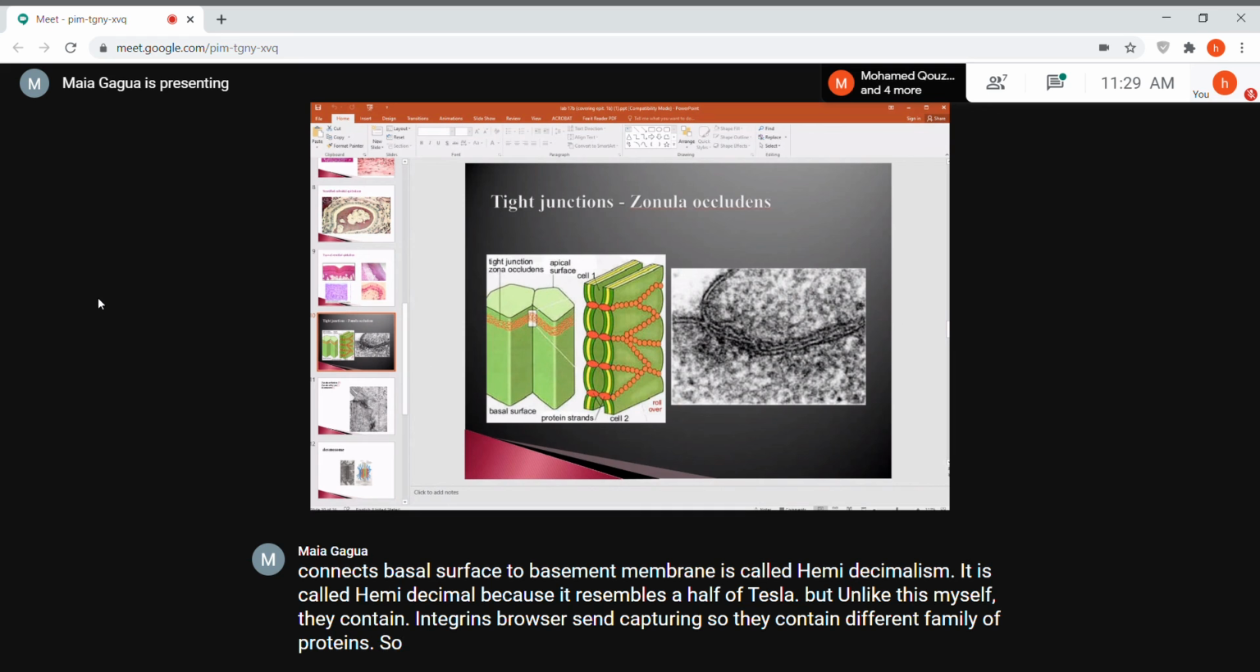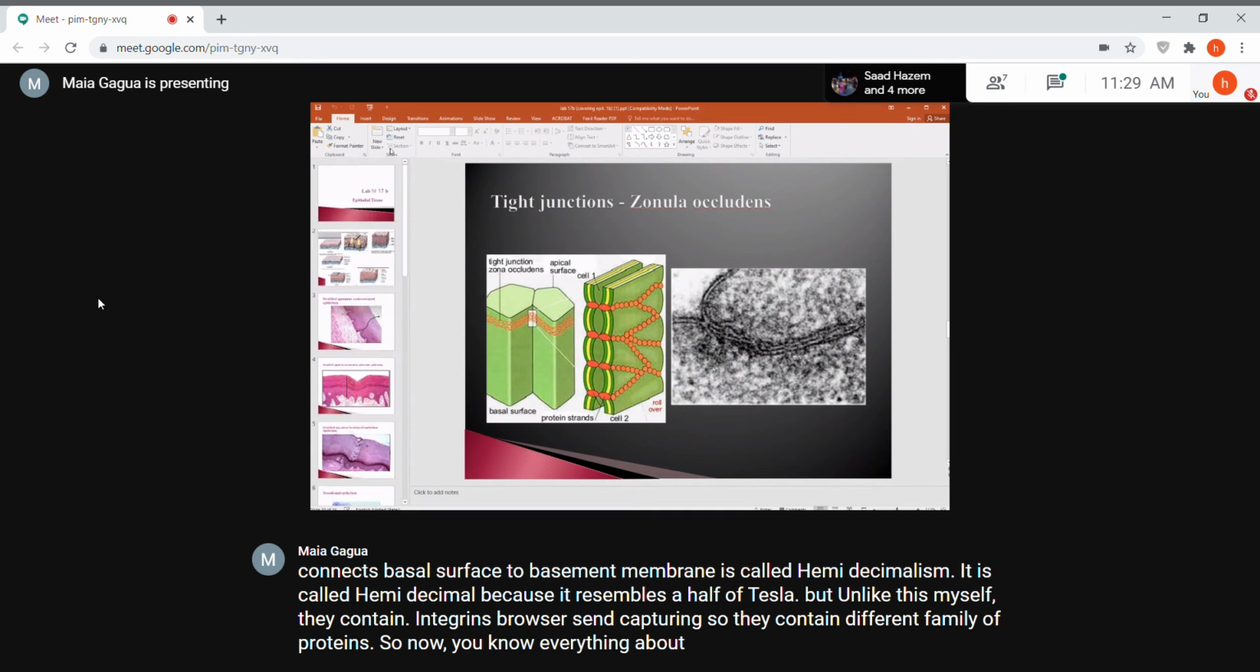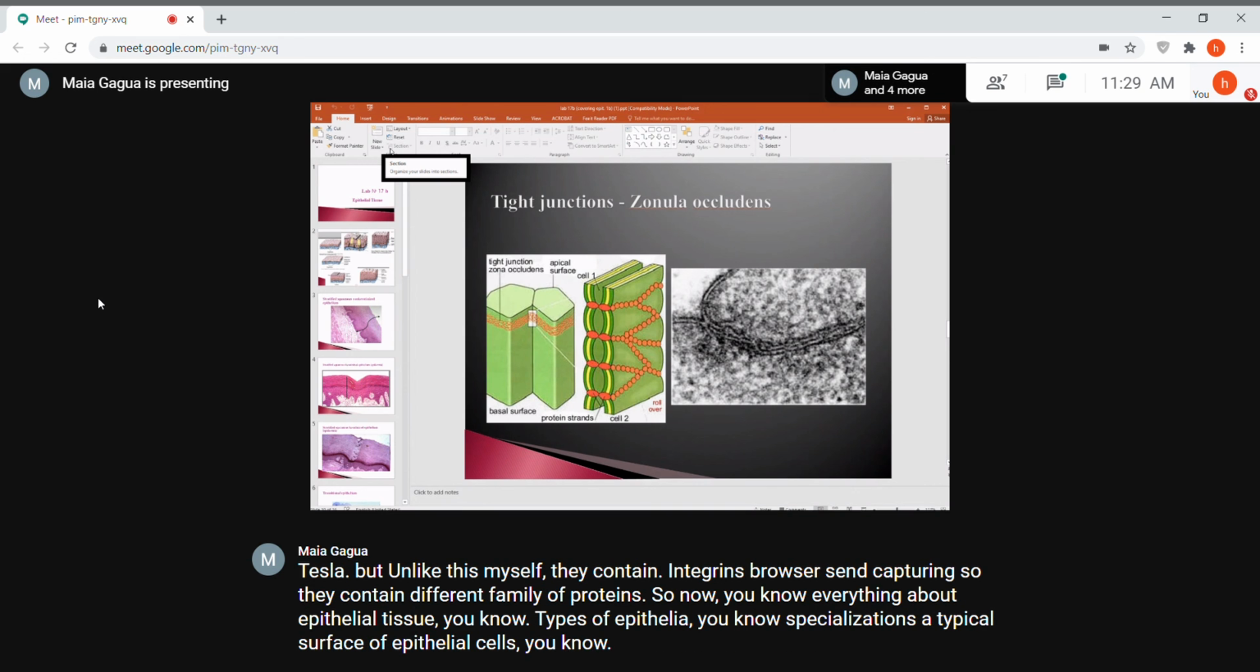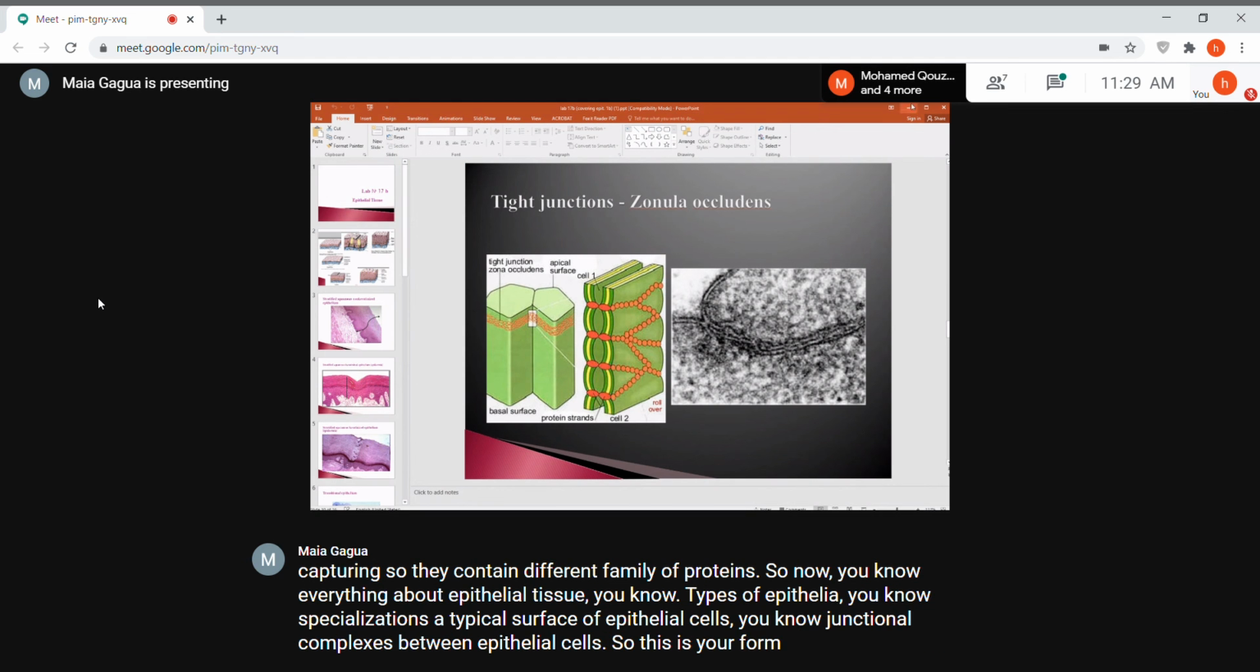So now you know everything about epithelial tissue. You know types of epithelia. You know specializations at apical surface of epithelial cells. You know junctional complexes between epithelial cells. So this is your homework for next lesson.